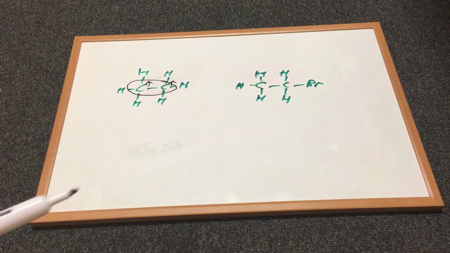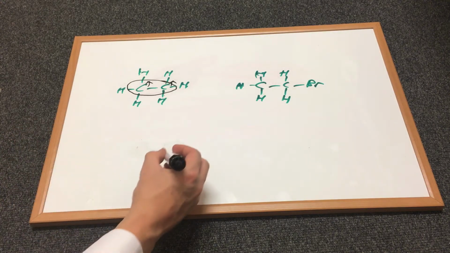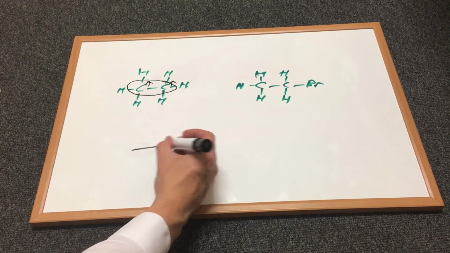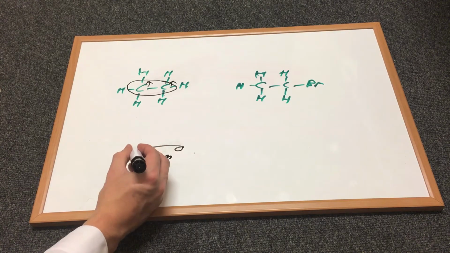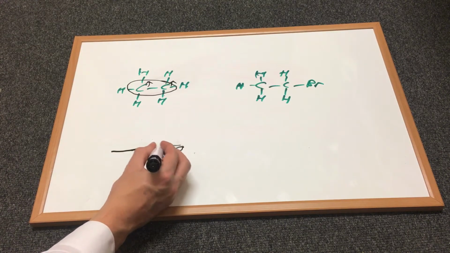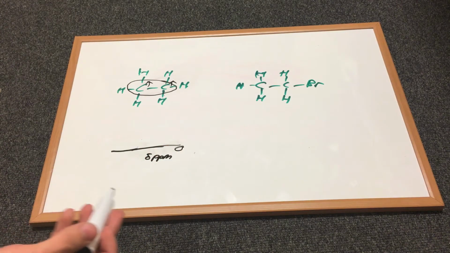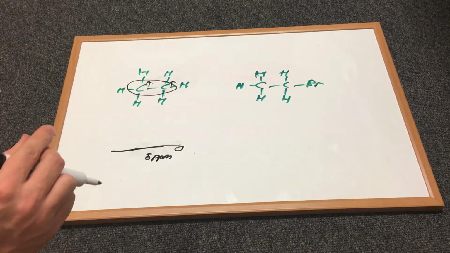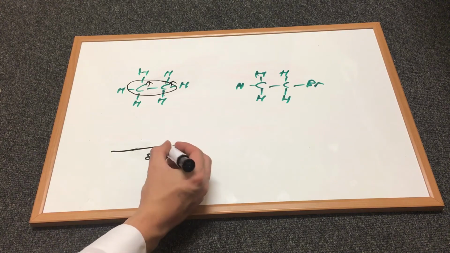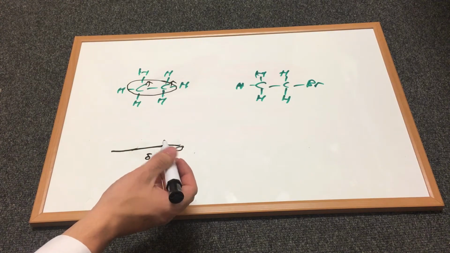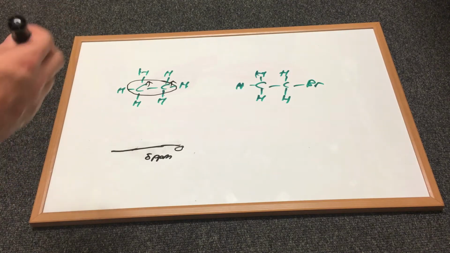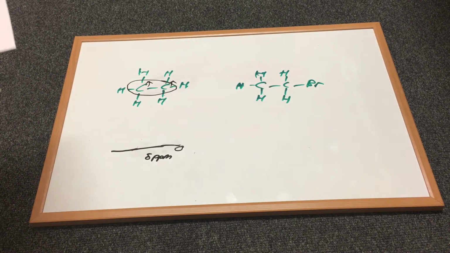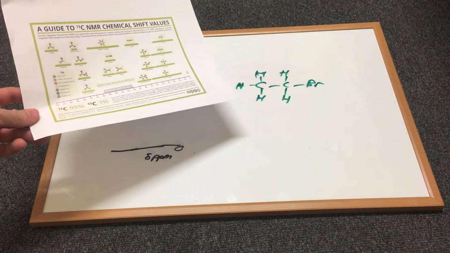So when it comes to interpreting the spectra for ethane, chemical shift is on the bottom in parts per million, which is ppm. They use parts per million because it's such a small difference. So we can expect to see one peak because there's one carbon environment, and then we refer to the chemical data sheet.